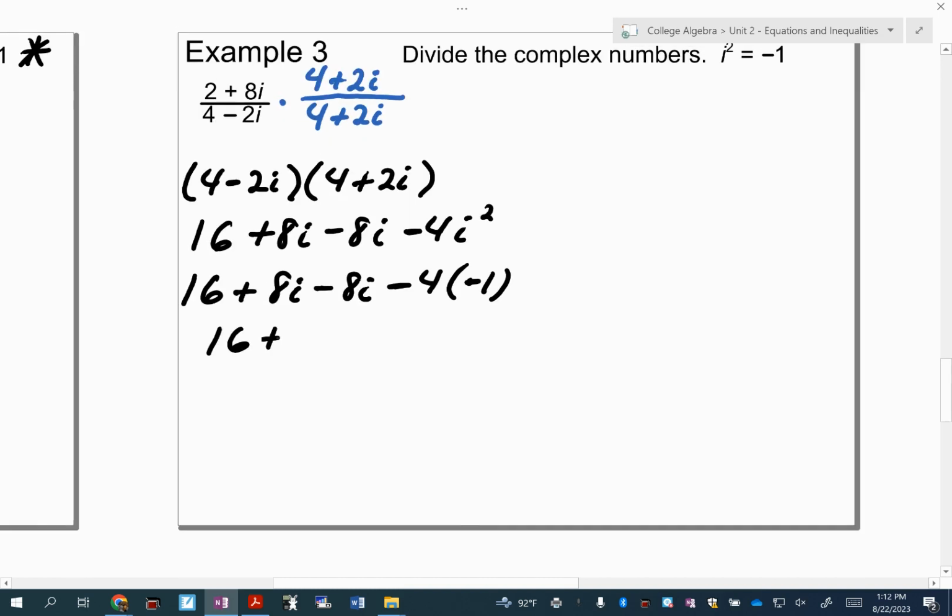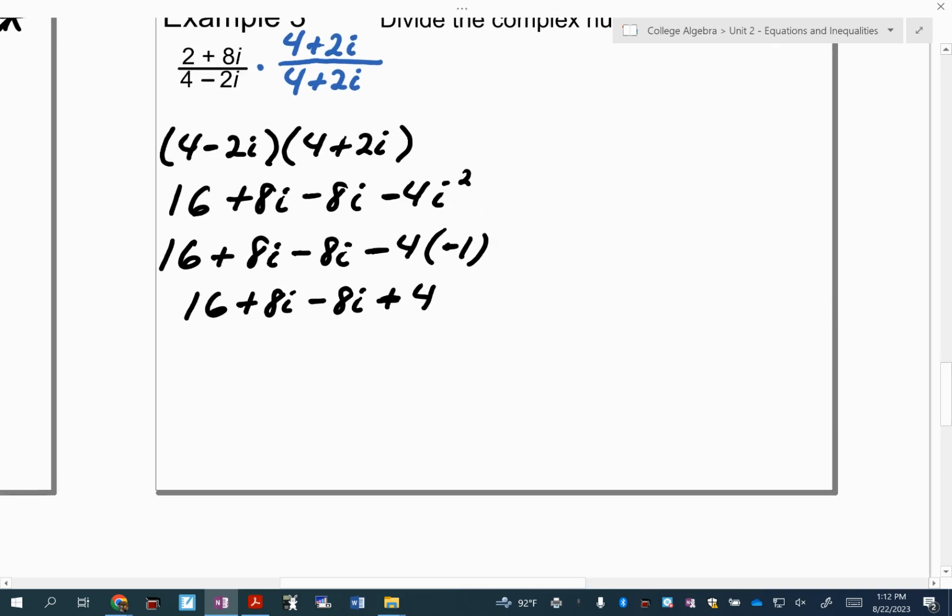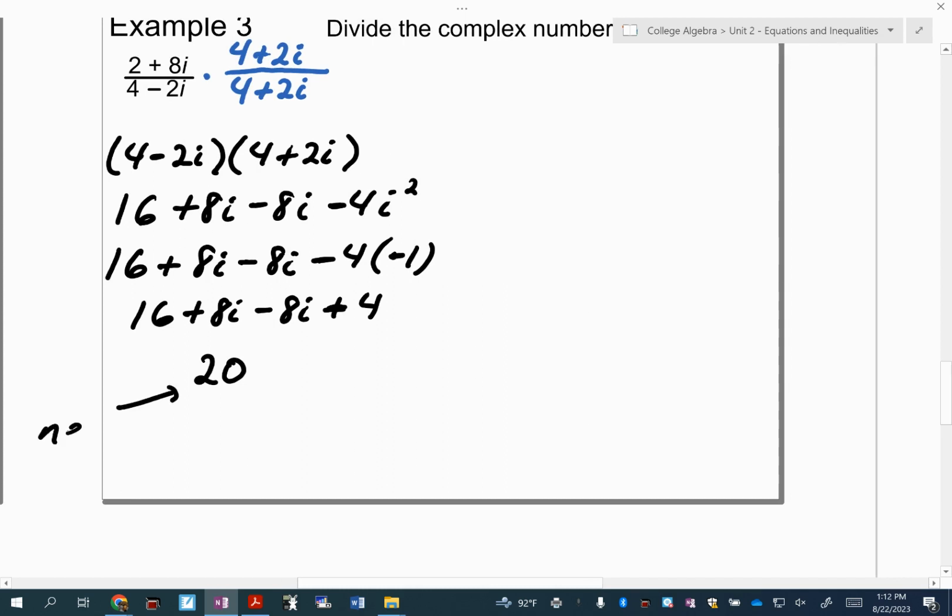Let's go ahead and keep copying stuff down. You may have already noticed what's happening with my imaginary pieces. This becomes a positive 4, and then you should see 8i minus 8i becomes 0. That's on purpose. That should not surprise you. We chose the conjugate of 4 minus 2i on purpose because that makes 0. So 16 plus 4 becomes 20. So this right here is my new denominator. All right, so I'm not done yet, but that's my new denominator.